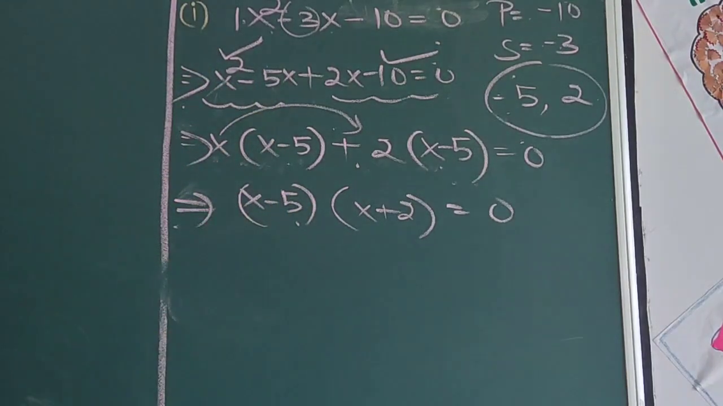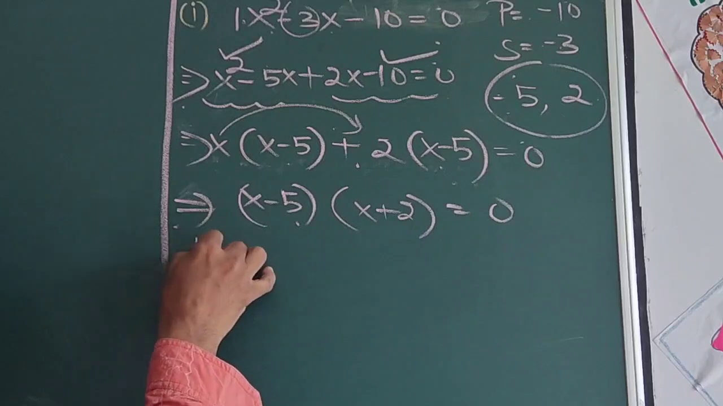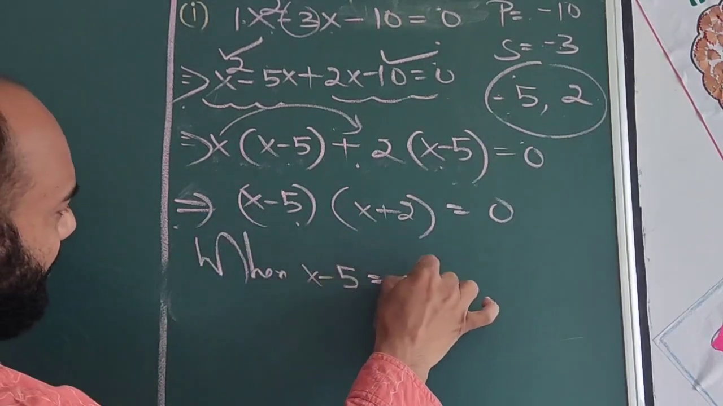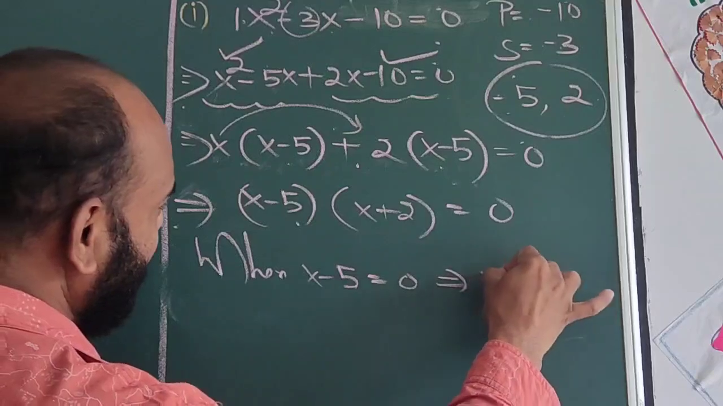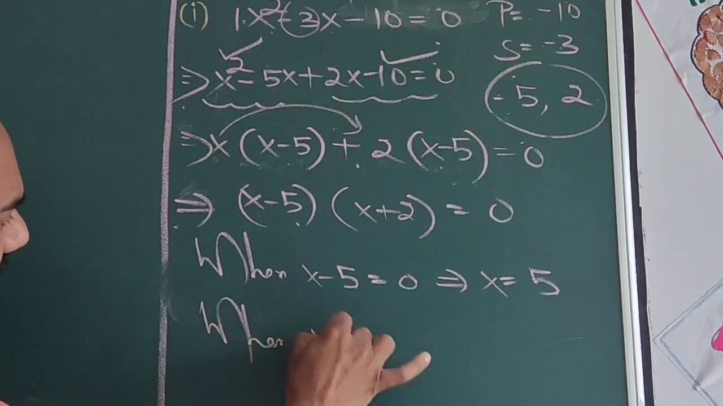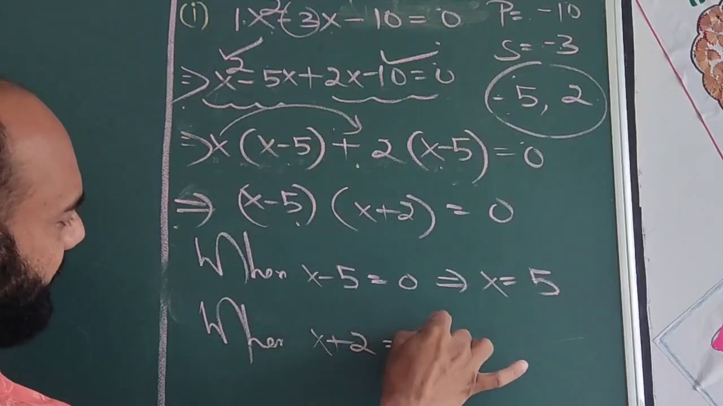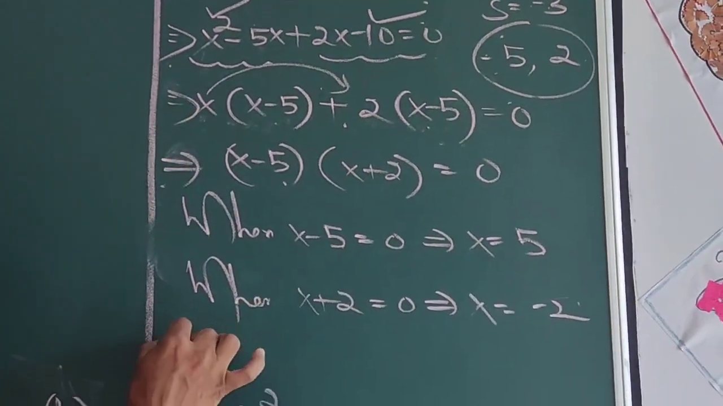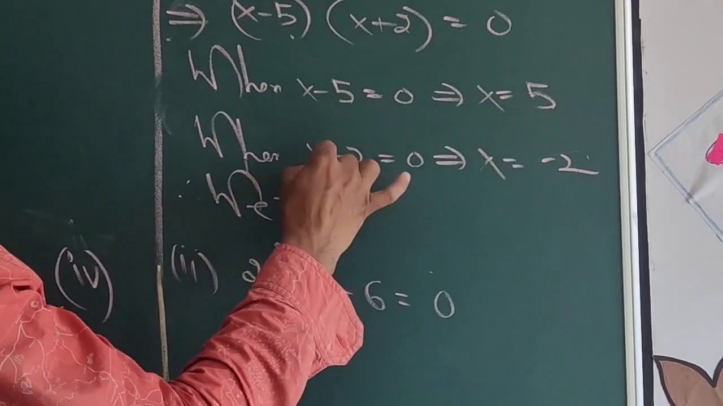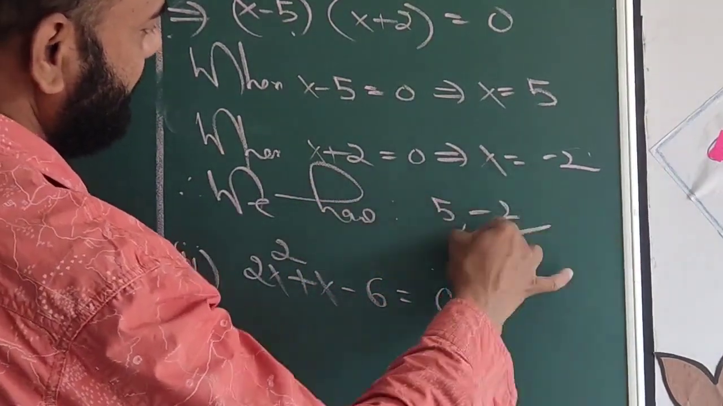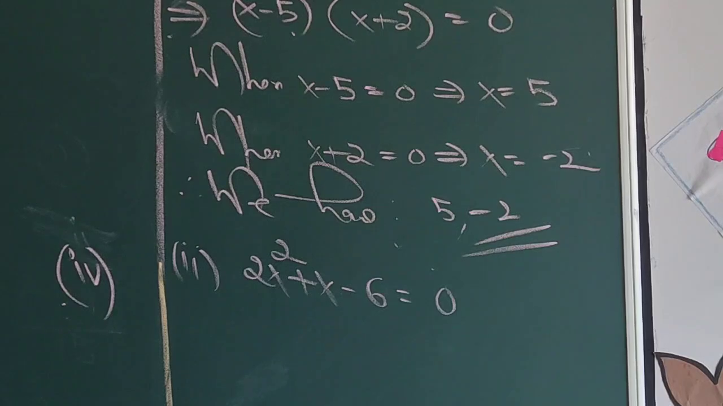Now put these two factors one by one equal to 0. When x minus 5 is equal to 0, this implies x equal to 5. Similarly, when x plus 2 equal to 0, this implies x equal to minus 2. So we have the required values of x, and these are 5 and minus 2, which is our required solution.